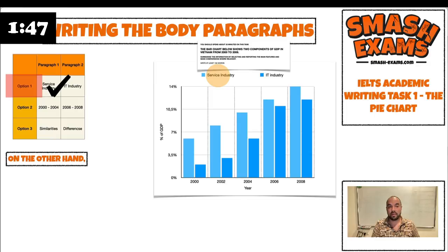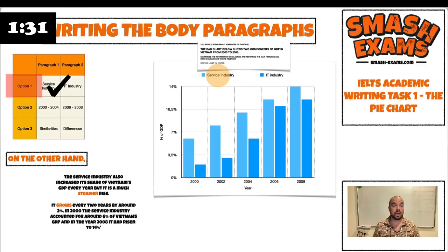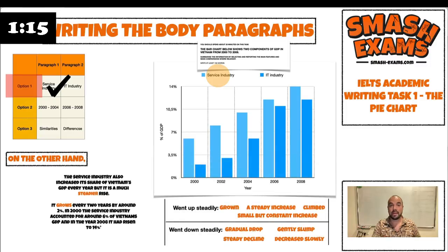So let's see, the service industry grows much more steadily than the IT industry. So we can say the service industry also increased its share of Vietnam's GDP every year, but it is a much steadier rise. It grows every 2 years by around 2%. In 2000, the service industry accounted for around 6% of Vietnam's GDP, and in the year 2008, it had risen to 14%. That's the second body paragraph. Keep it simple for the level 7, and here are some more synonyms for you to use when you are talking about a steady rise or a steady fall.